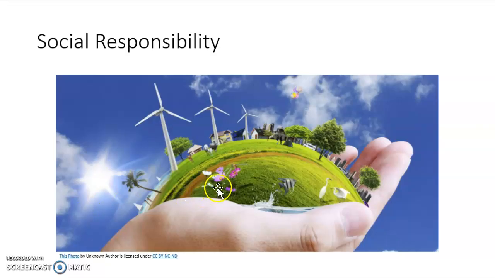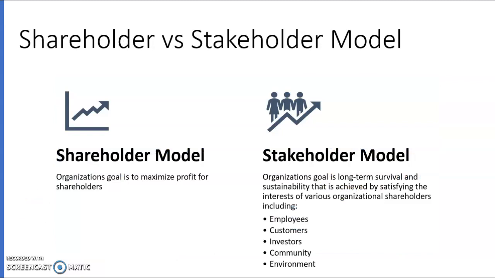So let's move on to social responsibility. Social responsibility takes 2 different models. One is the shareholder model, where an organization's main goal is to maximize the profit for shareholders. And the second model is the stakeholder model, whereby an organization's goal is long-term survival and sustainability. And this is achieved by looking at the various stakeholders, including employees, customers, investors, the community, and the environment.